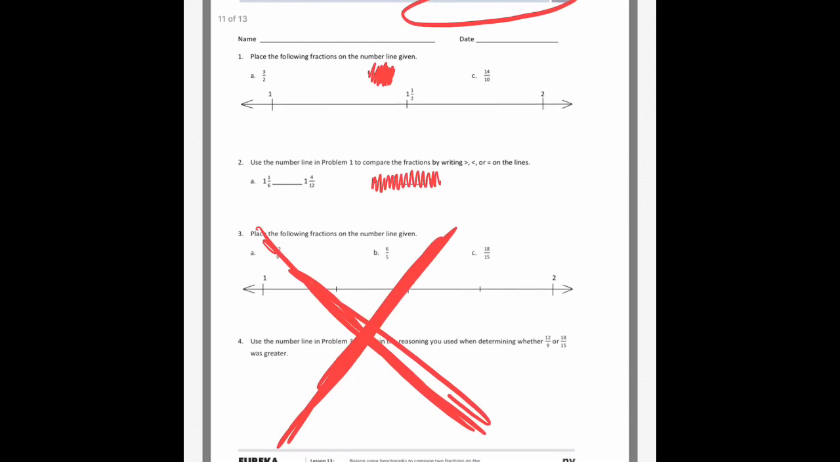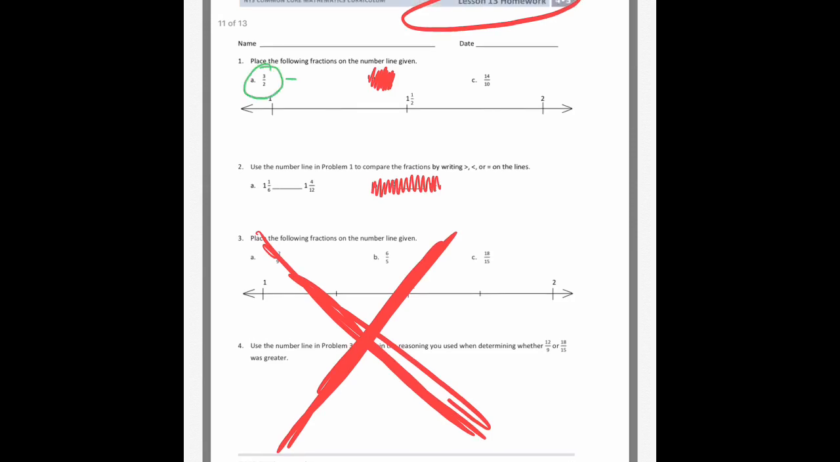All right, number 1, it says place the following fractions on the number line given. Now this number line is different than before because it is 1, 1.5, and 2. Now 3 halves we should know is the same thing as 1.5, because if I had 3 halves it's 1 whole and then an extra half. So I'm going to plot that on the number line right here under 1.5.